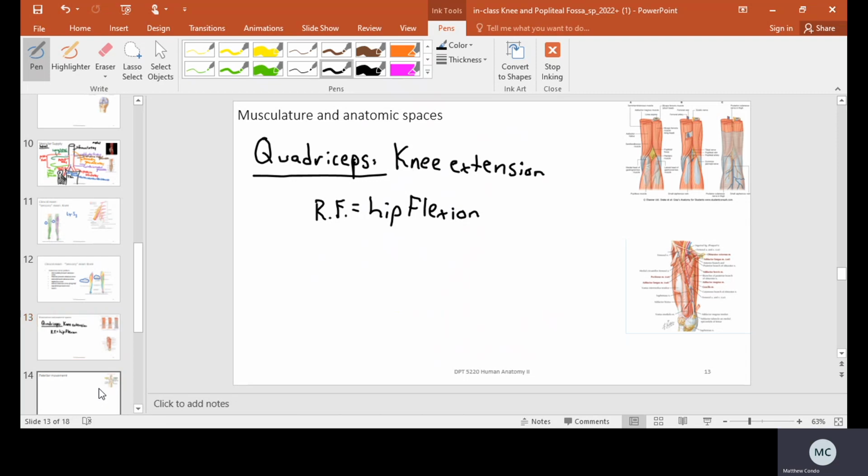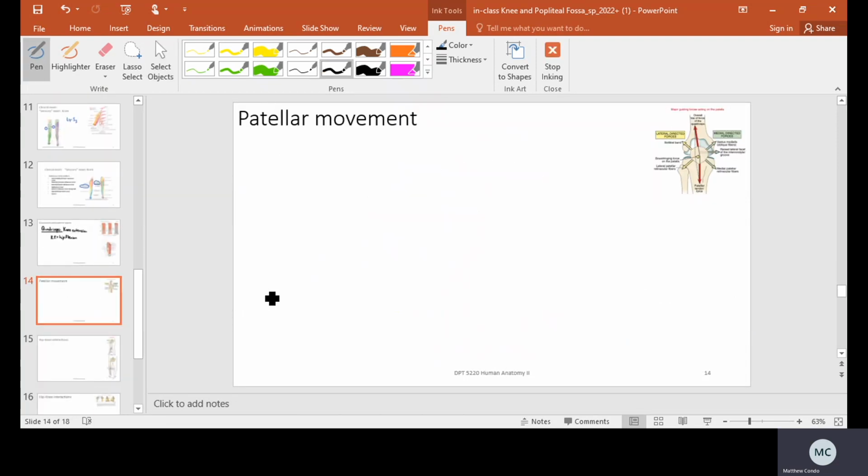All right, so next concept. Patellar movement. Now, you will have patients that come in, and some of you in this class may have already experienced this. You're going to get a referral, and it's going to say patellar tracking. And the patient's going to say, I play football. I don't track anything.